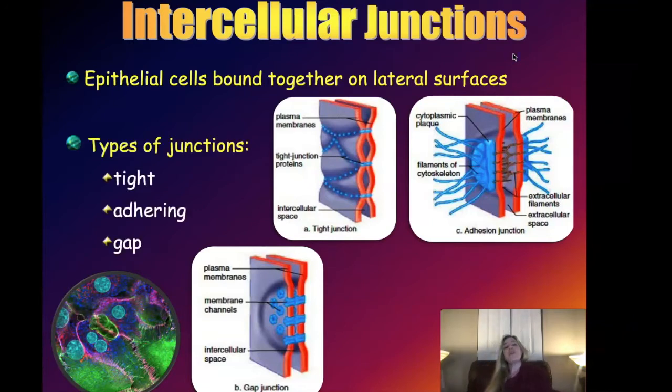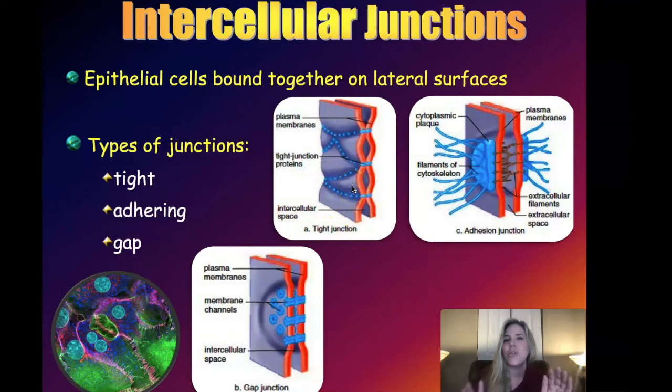So there are three overarching categories of junctions: tight junctions, adhering junctions, and gap junctions. So let's take a closer look at some of these. And you see down here some actual cells, and they've been dyed here with some fluorescent dye, and so you can see some highlights of some of these junctions. So let's start off with tight junctions.